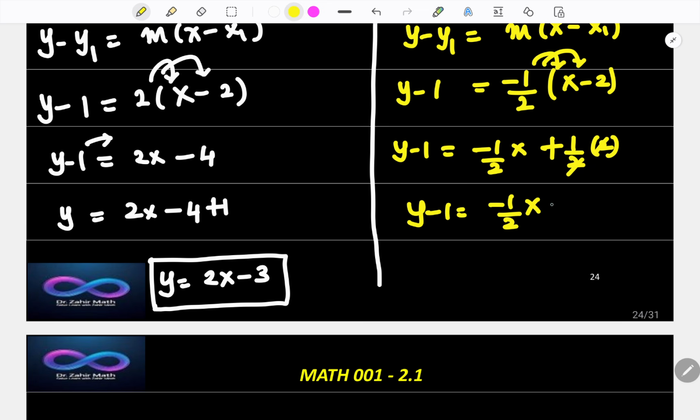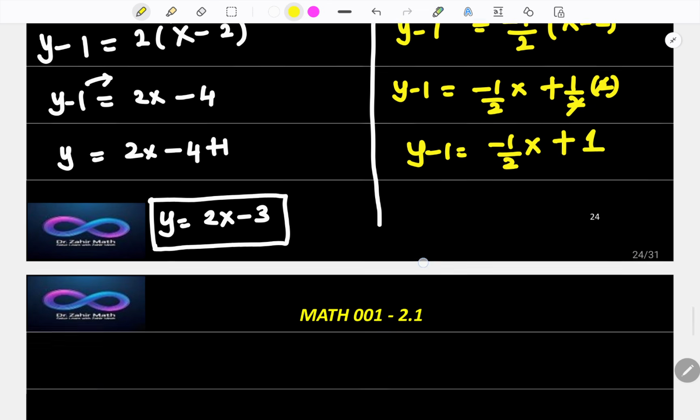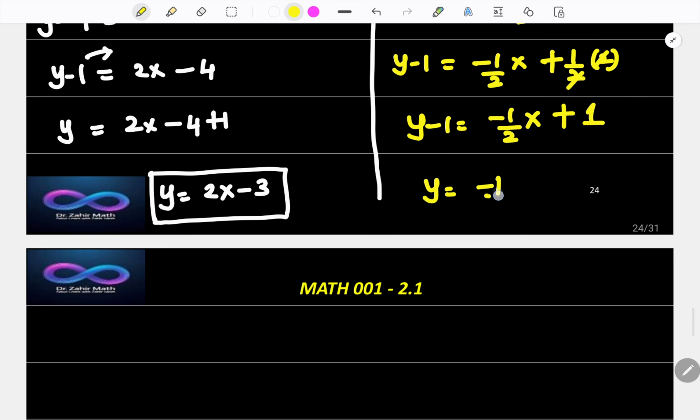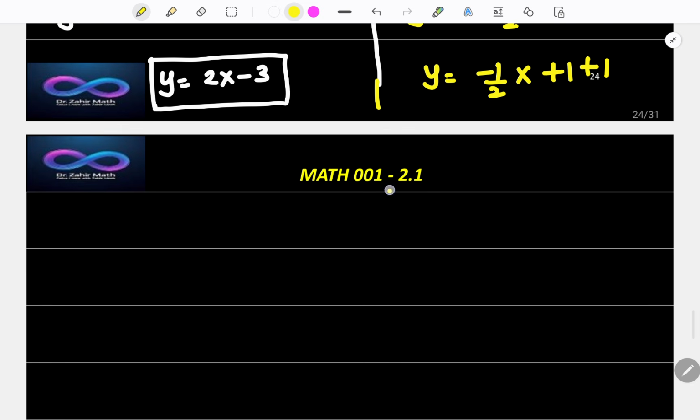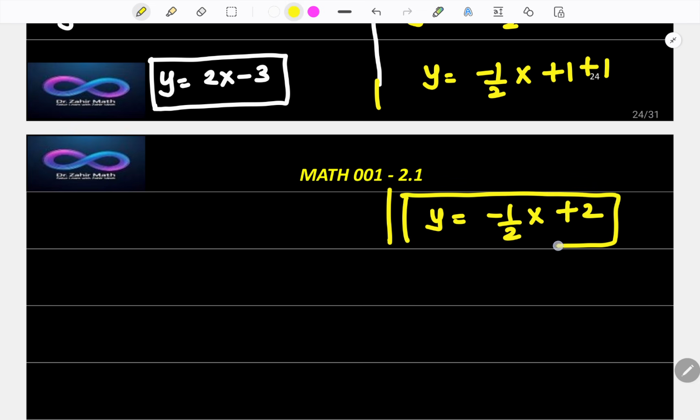The 2 gets cancelled and then plus 1. So y equals negative 1 over 2x. This minus 1 goes to that side, so plus 1 and then plus 1, right? So let me extend: y equals negative half x and then plus 2. So this is the equation of the perpendicular line.